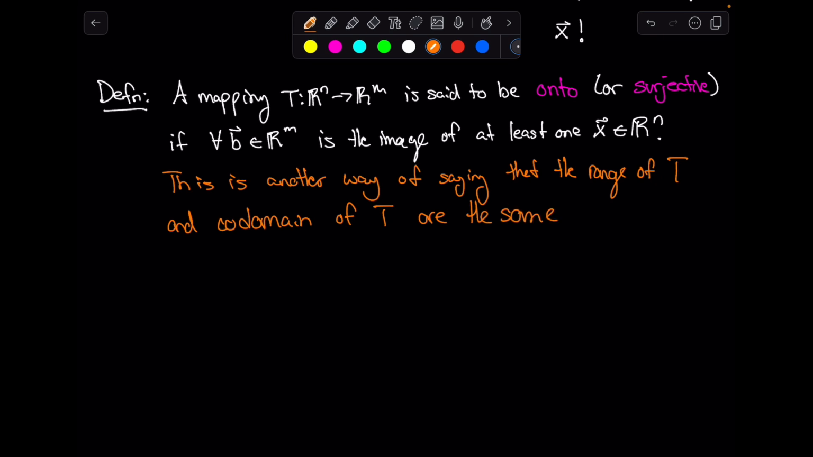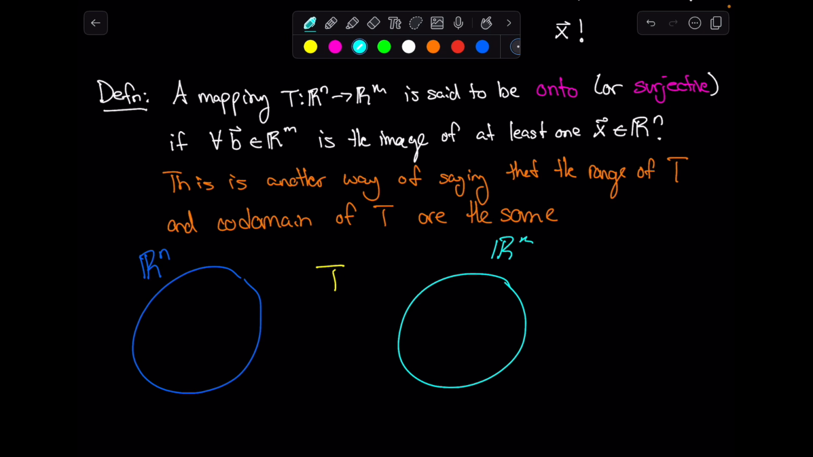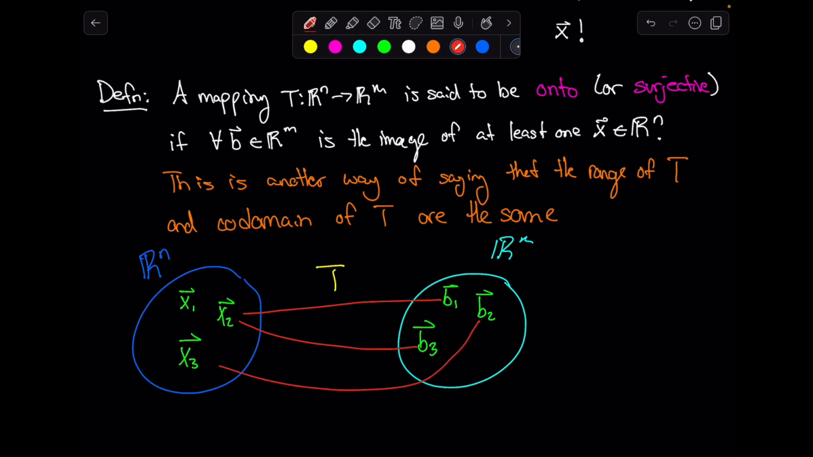And so let's draw a picture, because that's a lot to internalize right there. So here we have our domain Rn, and we have our transformation T taking us from one place to the other. We have our codomain Rm, and in here lives some b1, some vector b2, some vector b3, etc. And over here live some x's, so x1 vector, x2 vector, x3 vector, etc. So in order to be onto, what this basically says is that none of these b1, b2, b3 vectors are just existing on their own. Basically they have to be mapped to from some vector in Rn.